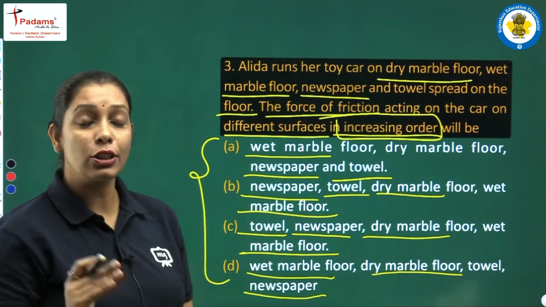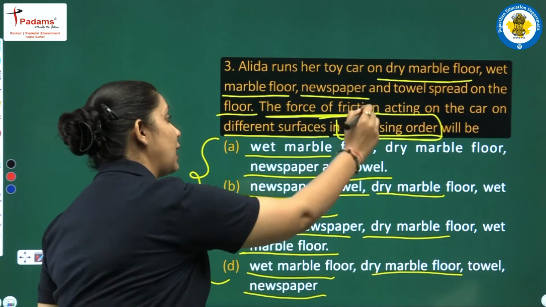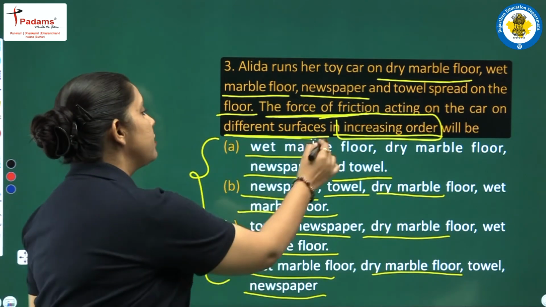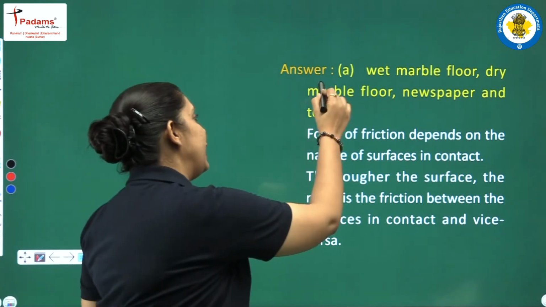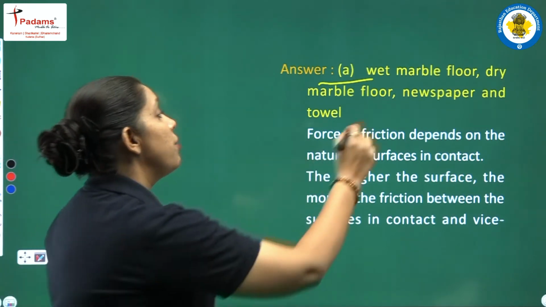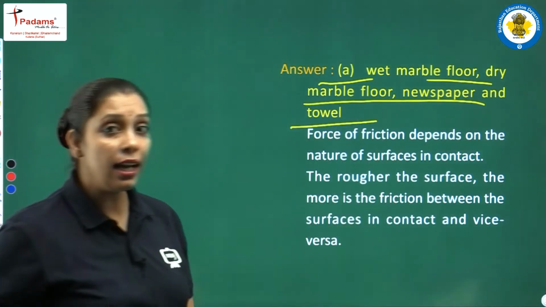And the question is asking you the increasing order of the force of friction that is acting on the car on the different surfaces. So the answer is A, that is wet marble floor, dry marble floor, newspaper and towel.